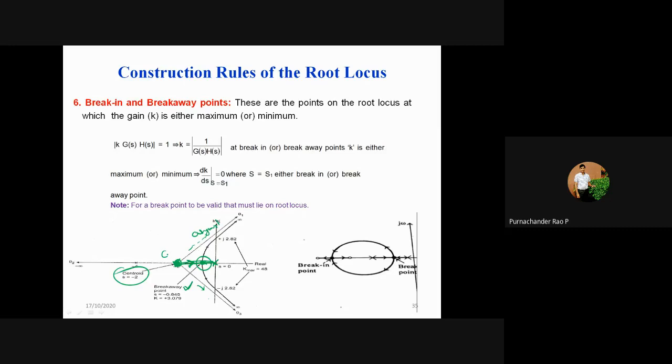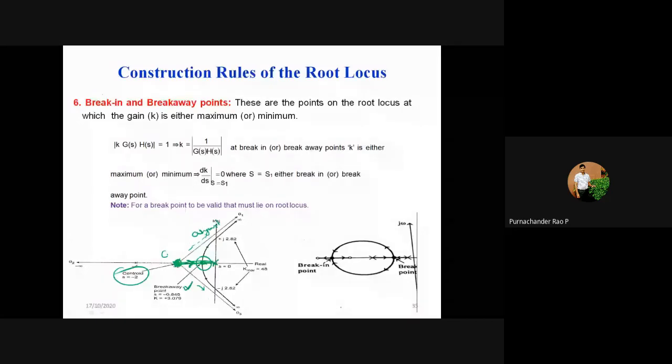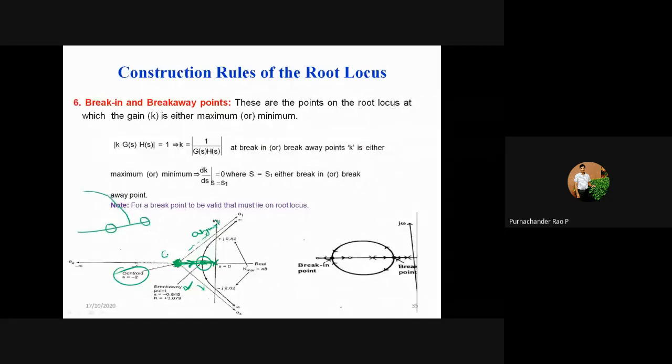After getting the centroid and angle of asymptotes, now we need to see the breakaway and break-in points. If zeros are available, then root locus branches will come in like this and end at the zero. So this point is called a break-in point. If these are poles, the branches leave from the real axis and move towards infinity. So this point is called a breakaway point.